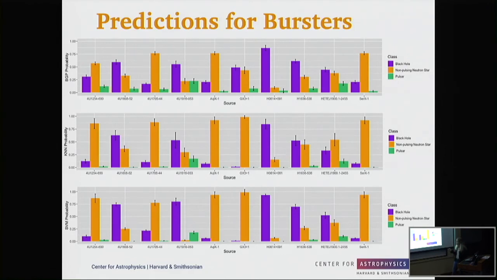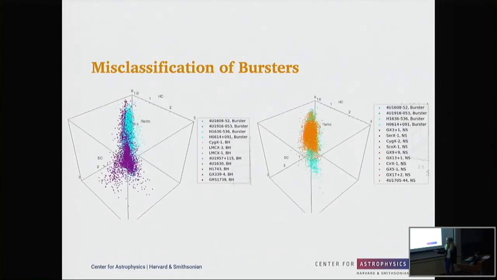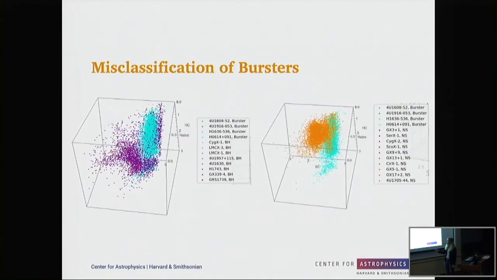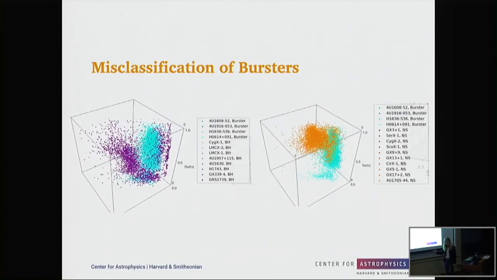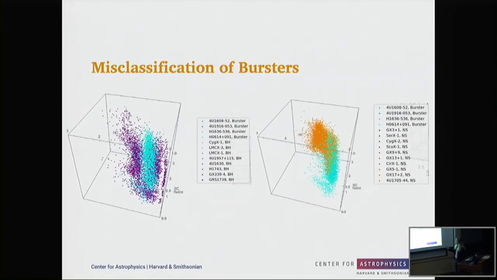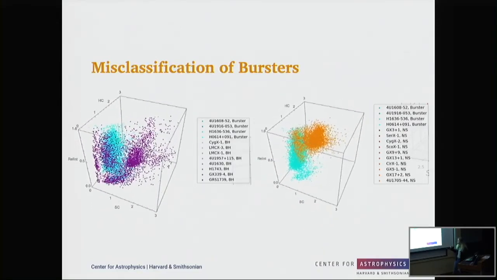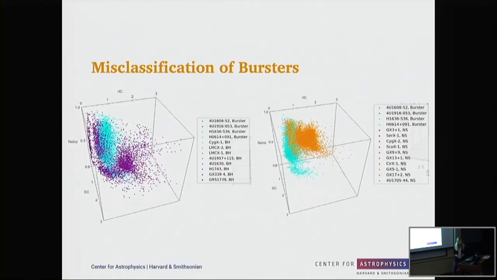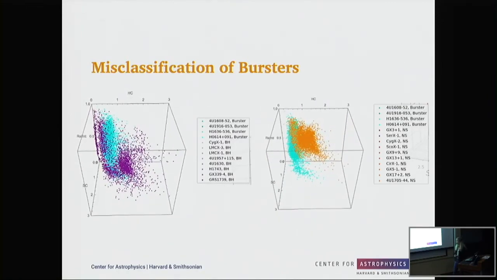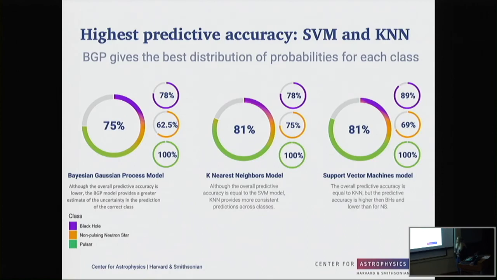So why might this be? When we actually plot all the black holes and the misclassified burster sources, we see that they again trace a unique pattern in the color intensity diagram, and they have quite a bit of spatial overlap with these non-pulsing neutron stars. And so it makes sense that the training set might not be representative for these specific examples. Overall, we find that the highest predictive accuracy is from the support vector machines and the K-nearest neighbor models. However, the Bayesian Gaussian process gives a better estimate of the uncertainty in the prediction of the correct class and a better distribution.